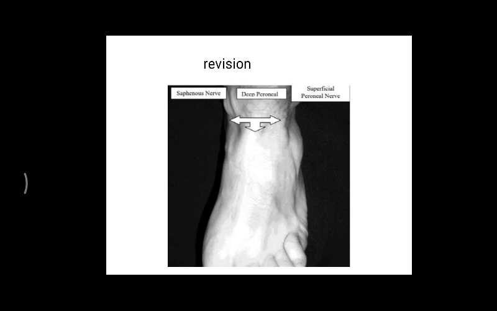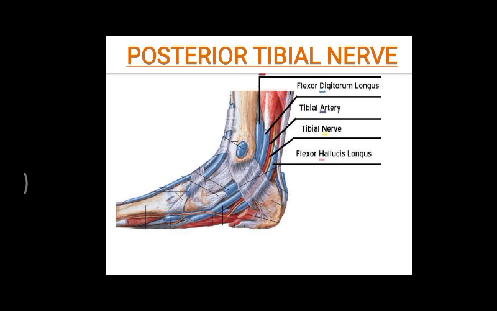The deep peroneal nerve in the middle, the saphenous nerve on the medial side, and the superficial peroneal nerve on the lateral side. Now, the fourth nerve to be blocked is the posterior tibial nerve. We can see this in this diagram, behind the tibial artery.